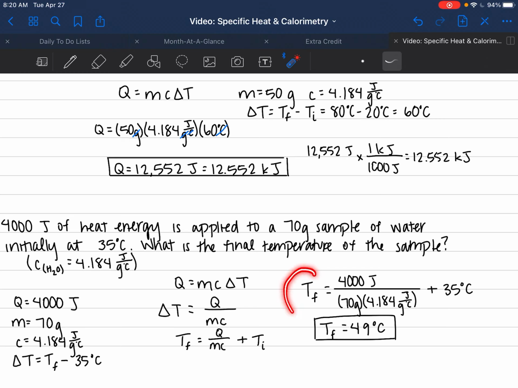So now that I have my T final on the left-hand side, I just go ahead and plug in all of my numbers. It's Q over MC plus T initial. And what we get at the end is 49 degrees Celsius. And this makes sense. Basically what you're doing is you have an initial temperature, you're adding some amount of thermal energy to a certain sample with a certain specific heat, and you should get the final temperature. So 49 degrees Celsius was our final answer.